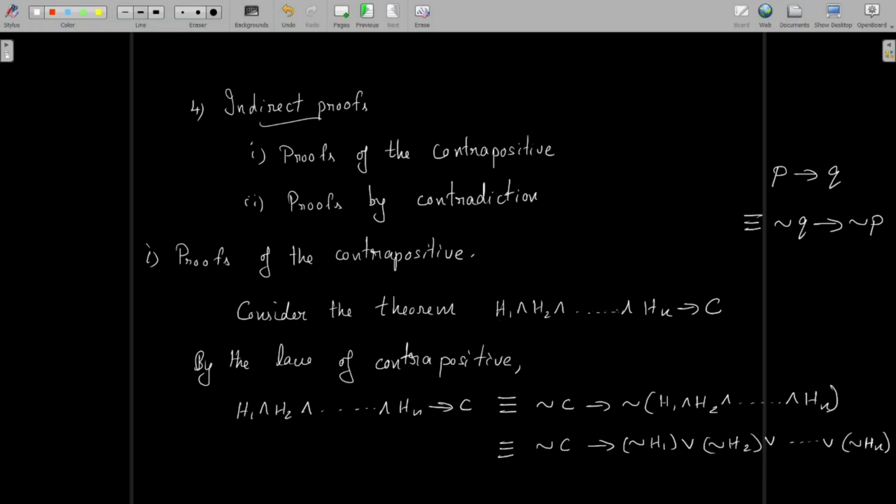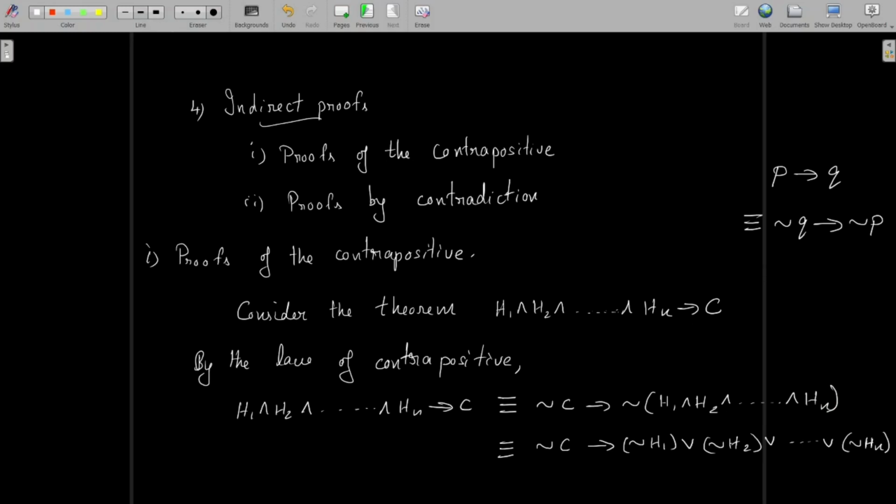Here we have the proposition H1 and H2 and etc. and Hn, and another proposition C, and we have this proposition implies the second proposition C. So we take the proposition of the form P implies Q here. It is logically equivalent to negation C implies negation of H1 and H2 and etc. and Hn. That is, P implies Q is logically equivalent to negation Q implies negation P. So we apply the law of contrapositive here. And here we have negation C implies, what's the negation of H1 and H2 and etc. and Hn? Here we can use De Morgan's laws.